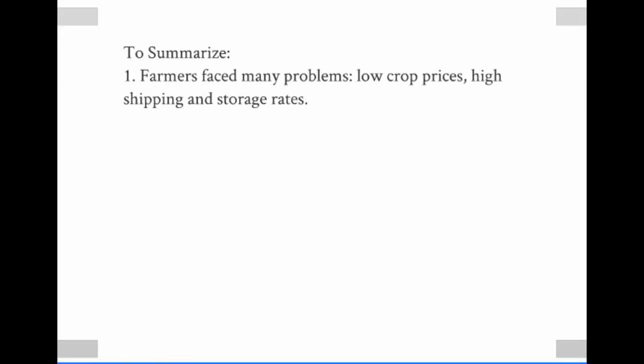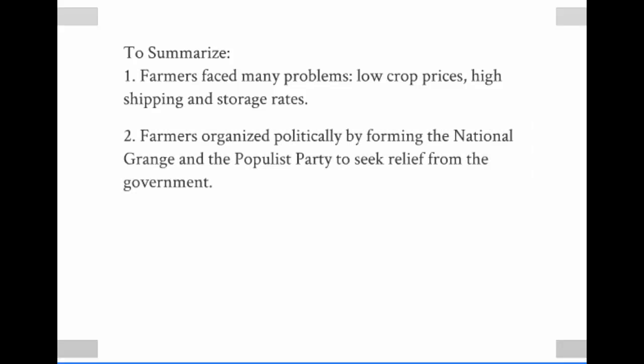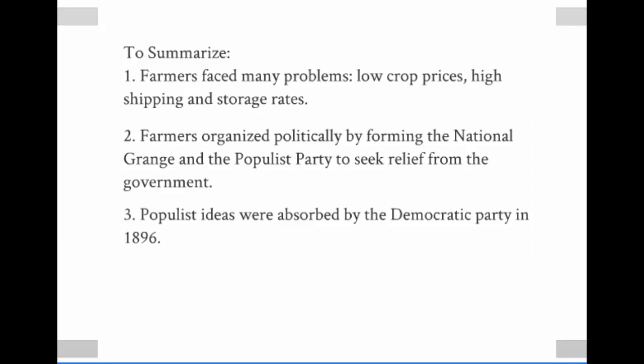So then, to sum up, farmers faced a number of problems, including low crop prices, high shipping rates from the railroads, and high storage rates from the grain elevator companies. Farmers then began to organize. They formed the National Grange, they formed the Populist Party, looking to seek relief from both the state and federal levels of government. Populist Party ideas were absorbed by the Democratic Party in 1896, and if I didn't mention before, they did not win the 1896 election. William Jennings Bryan lost to William McKinley.